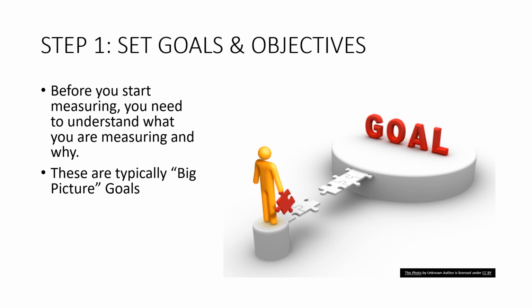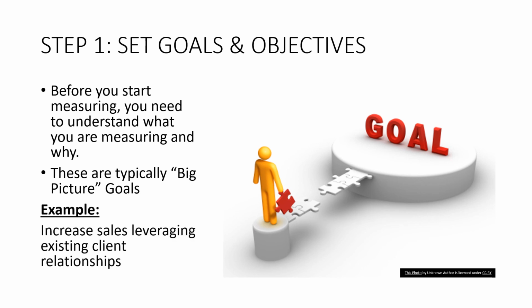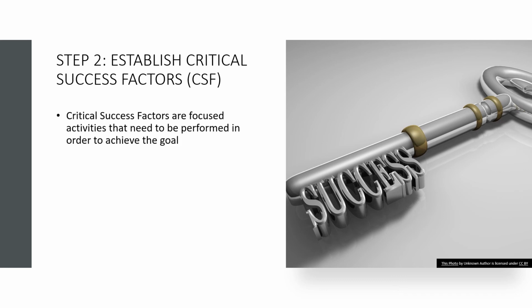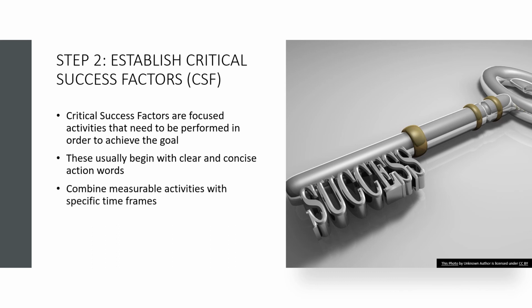These goals, in this particular case, have to be the big picture goals. For example, our goal will be to increase our sales or revenue by leveraging existing client relationships. So now that we understand our goal, we have to establish our critical success factors. Critical success factors are the focused activities that need to happen to make that goal a reality. When you're writing this down, begin with clear and concise action verbs, not feeling words, and combine these with measurable activities and specific time frames.